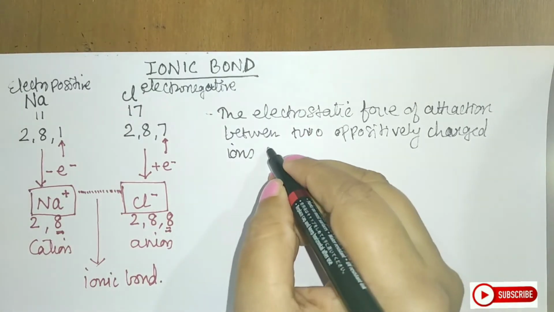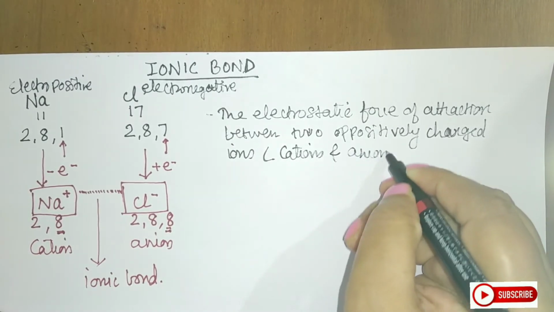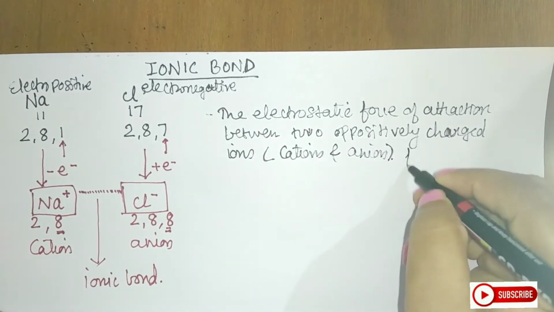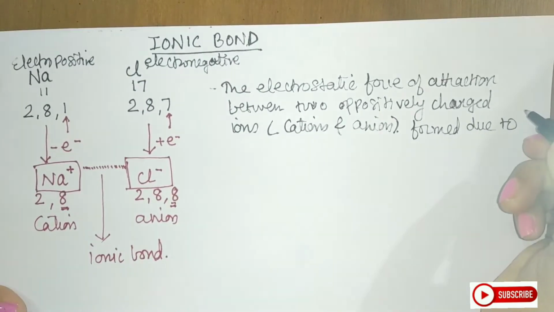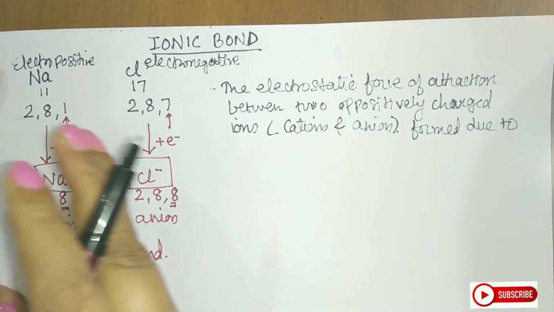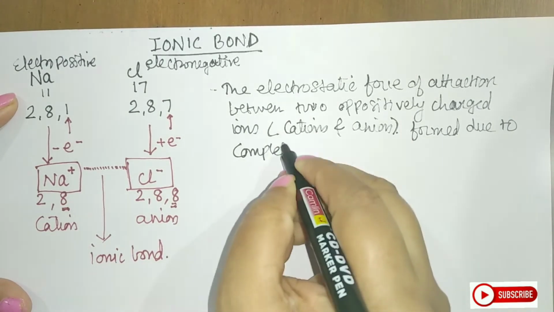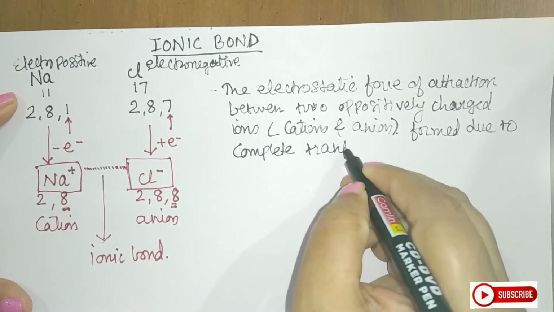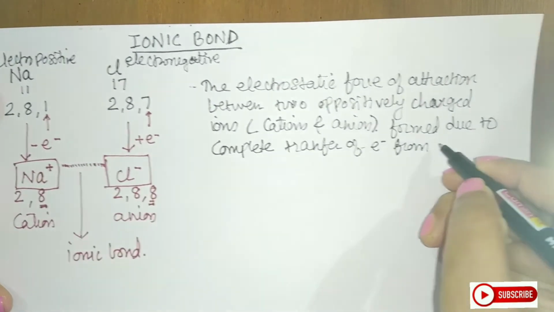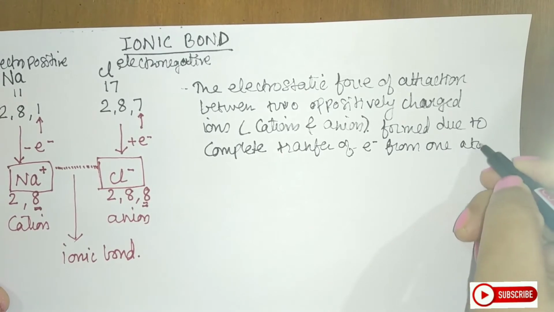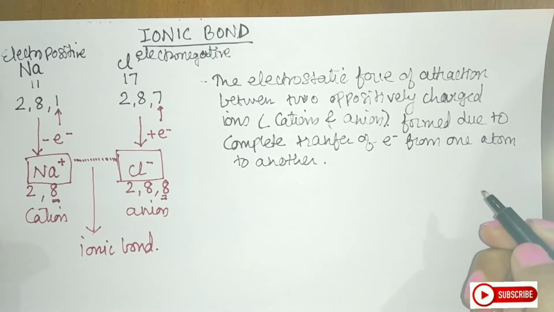Which ions am I talking about, student? They are the cation and the anion, formed due to, how are they formed? Due to the complete transfer of electron from one atom to another. So this is the definition for ionic bond.